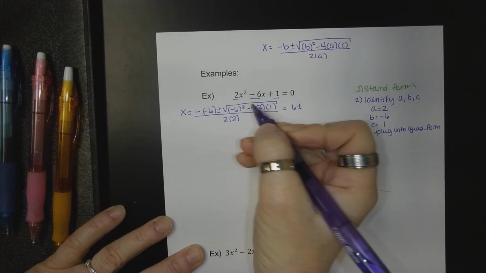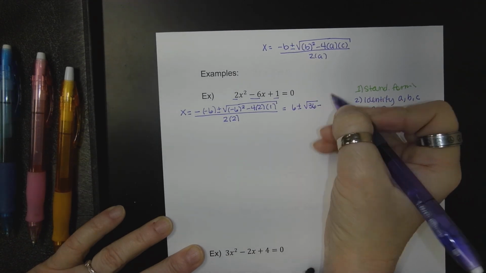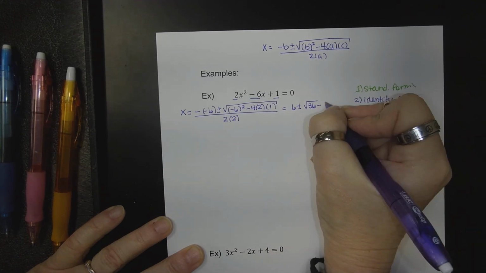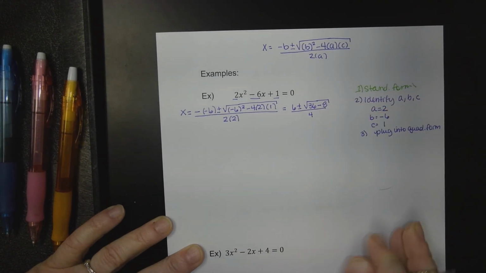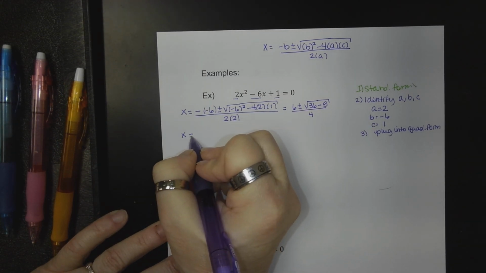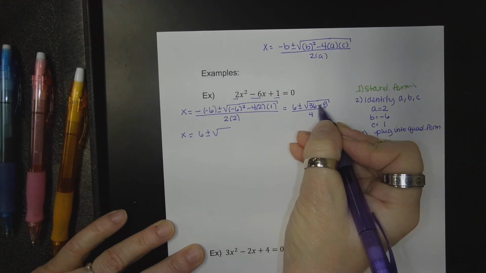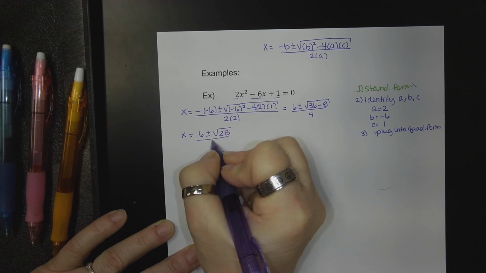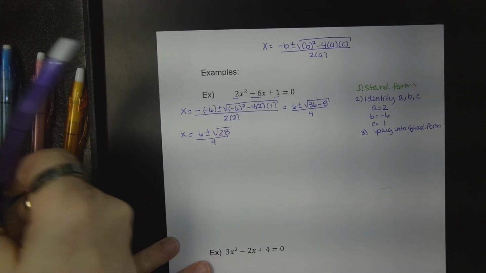-6 squared gives us a 36. So this is going to be the square root of 36 minus 4 times -4 times 2, which is -8, times 1. So it's -8. All this is over 4. Once again, 6 plus or minus the square root of 36 minus 8, which is 28, over 4. Okay, so now we have to simplify our square root of 28.